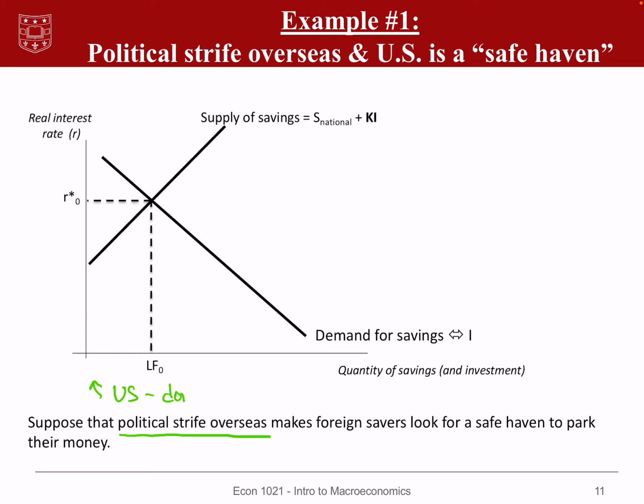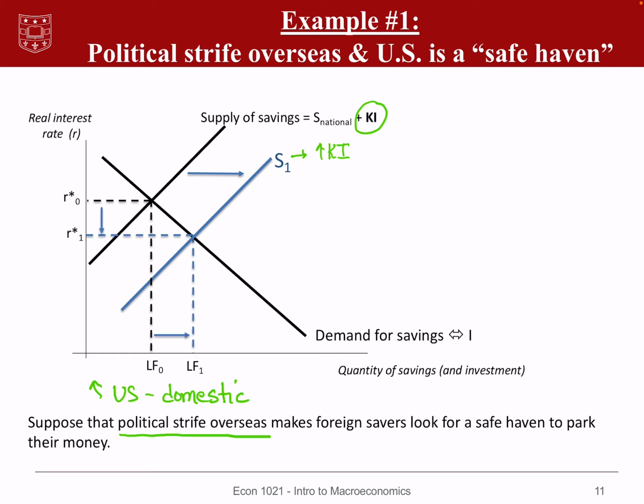It's the domestic economy, and therefore the domestic economy looks relatively safer, less risky. What would happen? Well, what we would expect is that other things equal, that would increase the demand for the US's financial assets. And so we would expect to see higher net capital inflows as a result. So this rightward shift in the supply curve is due to the increase in capital inflows, say, to the US because of political strife overseas. And what would be the consequence of that?